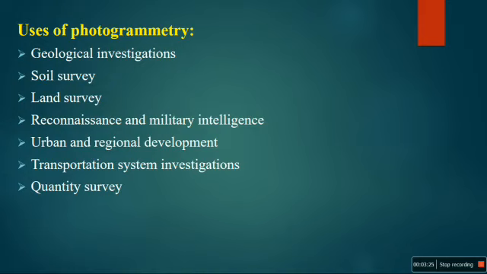Here, if you consider surveying a mountain, by taking pictures using aerial photogrammetry, you can calculate the height of the mountain. Suppose we are conducting aerial photography on a pond. By taking the picture, we can calculate how much catchment area is present with respect to the pond.